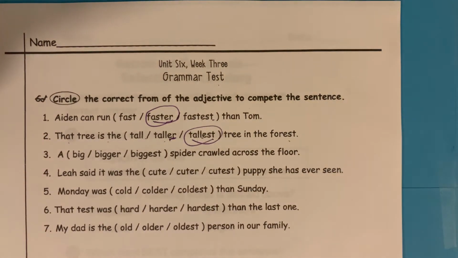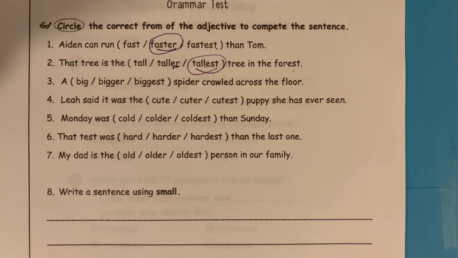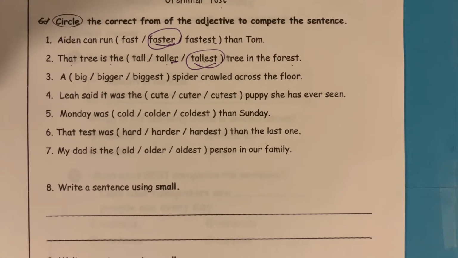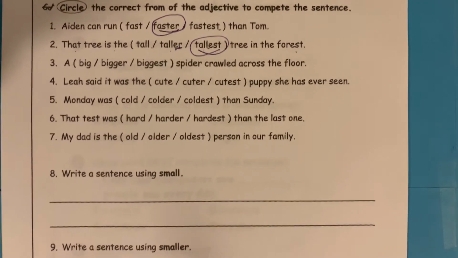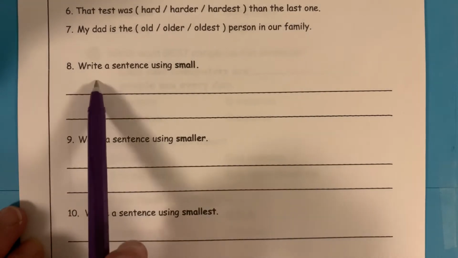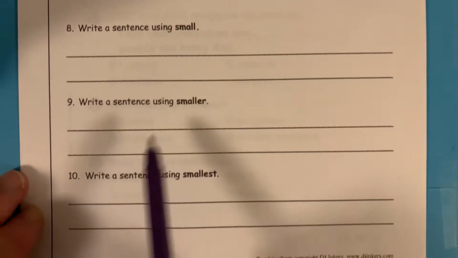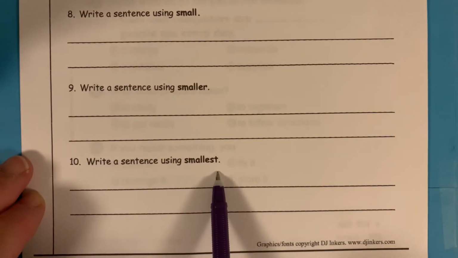Okay, I'd like you to continue this by yourself and finish those adjective answers, whether it's er or est, when you're comparing 2 things or more than 2 things. Then the last part of it is you're writing some sentences. You're going to write a sentence for small, you're going to write a sentence for smaller, and you're going to write a sentence for smallest.